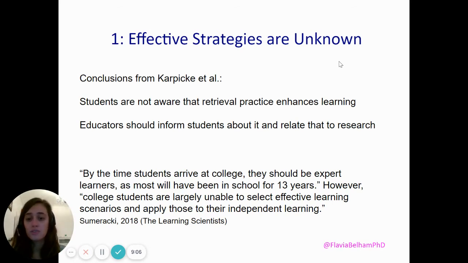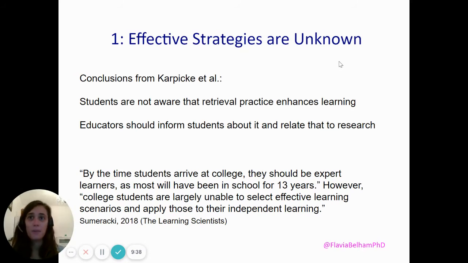Okay, so there's a quote that I like a lot, by Megan Sumeracki from The Learning Scientists. I also recommend you Googling The Learning Scientists. They are really great, and they have lots of resources for teachers and for students, all based on cognitive neuroscience. So what she says is, by the time students arrive at college, they should be expert learners, as most will have been in school for 13 years. However, college students are largely unable to select effective learning strategies and apply those to their independent learning.